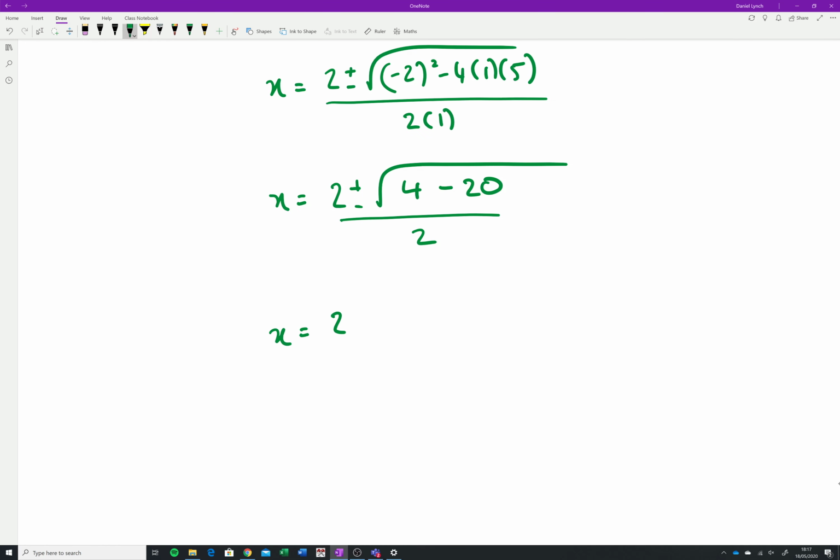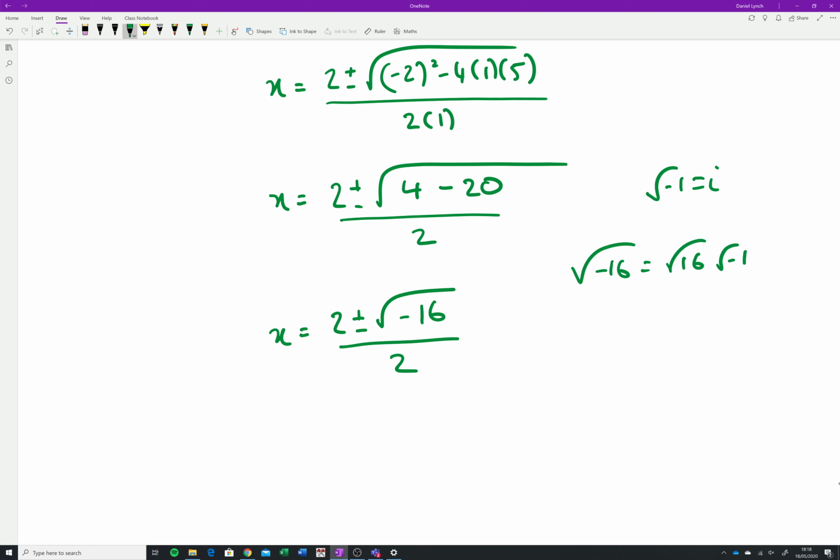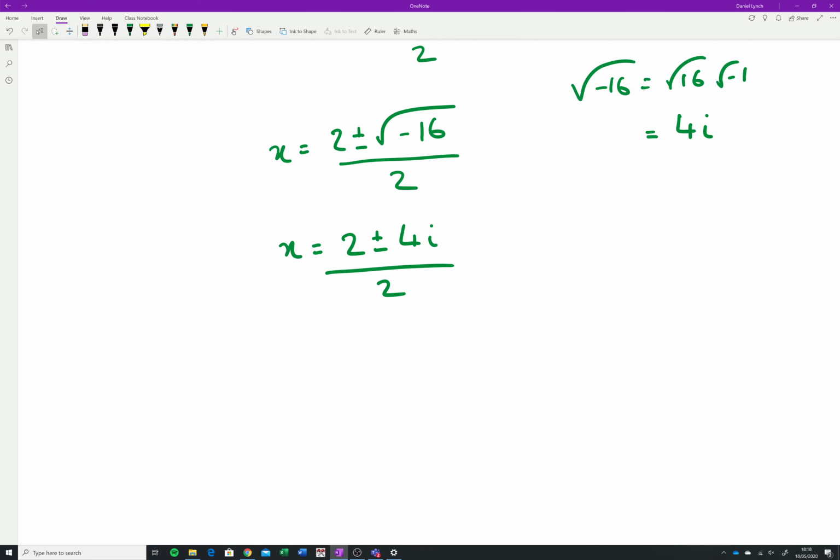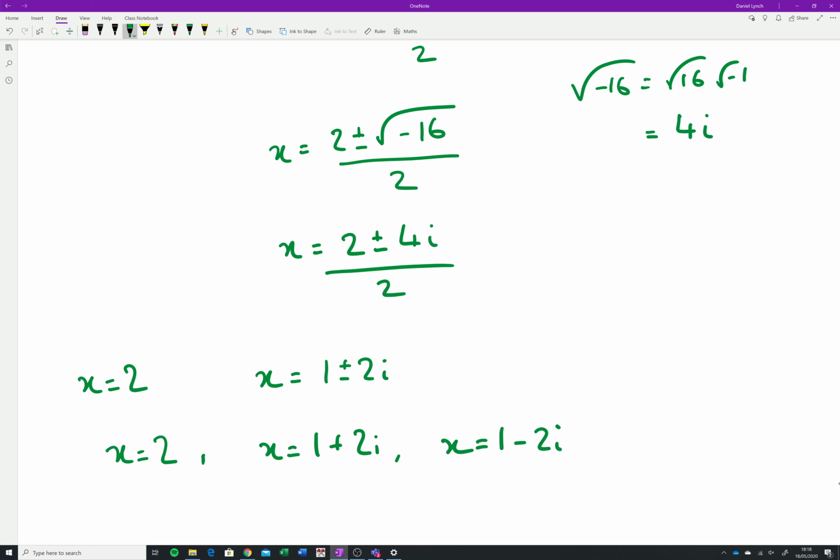So we get x is equal to 2 plus or minus the square root of minus 16. There it is. And remember, the square root of minus 1 is i. And you can break this up into root 16 and root minus 1, or put another way, 4i. So x is equal to 2 plus or minus 4i, and all of that is being divided by 2. So when you half the thing on top, you have x is equal to 1 plus or minus 2i, and don't forget there was also the original solution of x equals 2. So all 3 answers written out nicely. There you go.